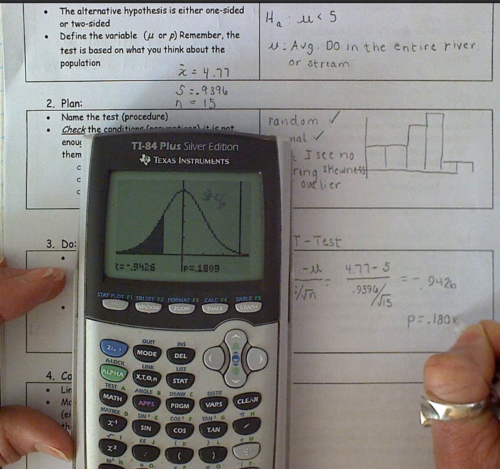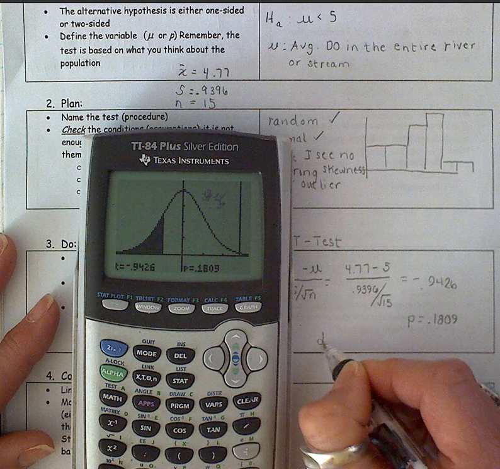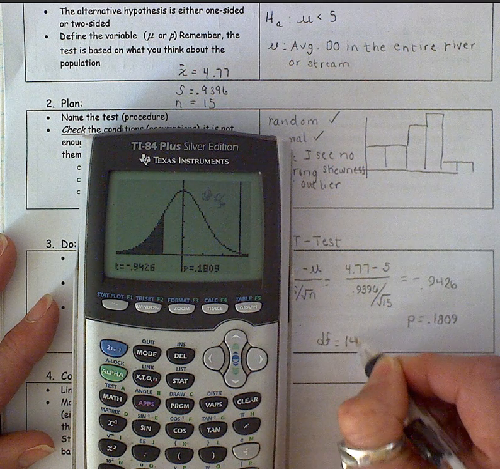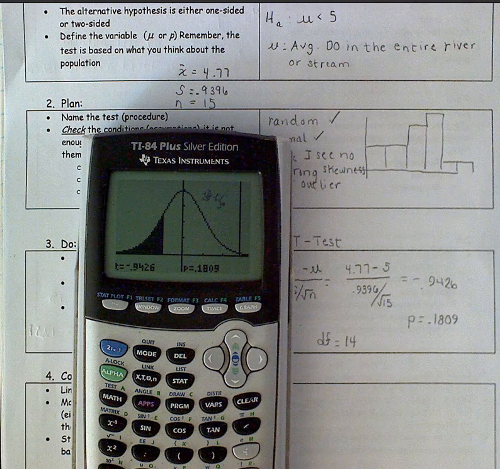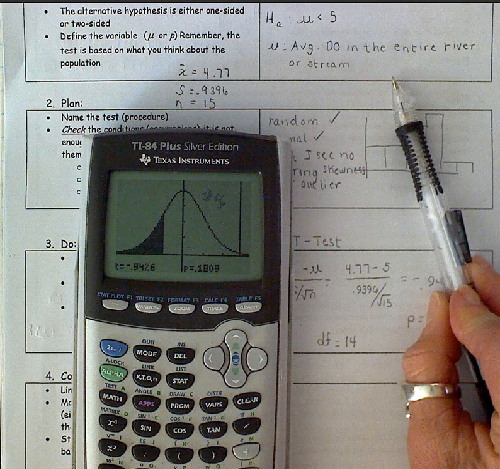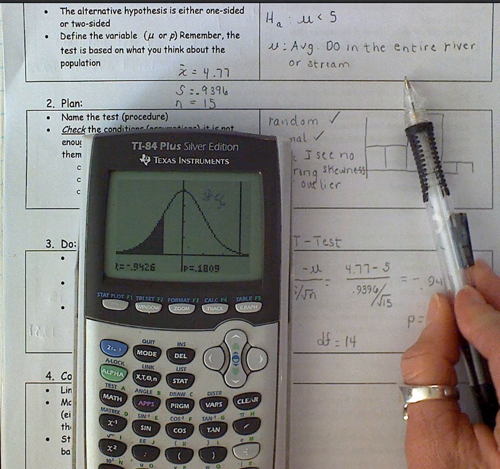The only thing I'm missing is degrees of freedom. I took 15 measurements, so my degrees of freedom is 14. Write those down as soon as you remember it. So if you remember it up here when you're doing the plan, write them down. Because t-distributions are different for different degrees of freedom.